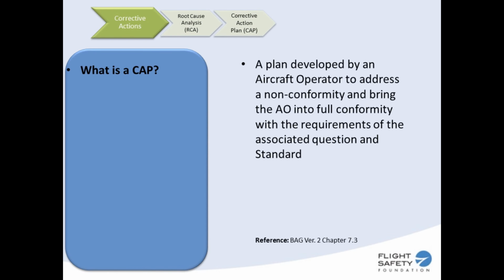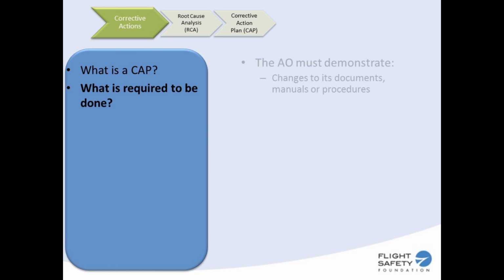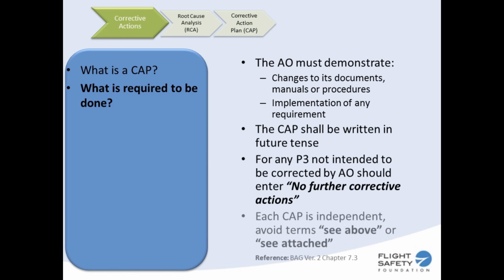The Corrective Action Plan, or CAP, is a plan of action proposed by the aircraft operator on how they intend to bring themselves into conformity with the requirements of the question or the standard. The Corrective Action Plan should demonstrate the planned changes to any manuals or documents, and it should also propose any implementation action the operator is considering. Because the plan is in the future, all entries in the Corrective Action Plan field should be written in future tense.